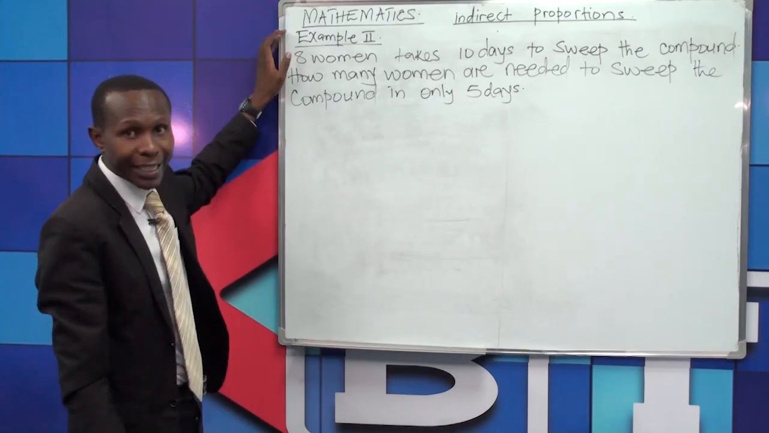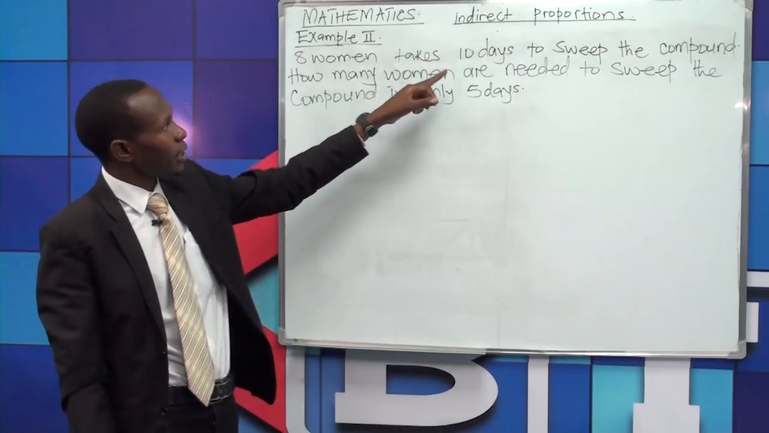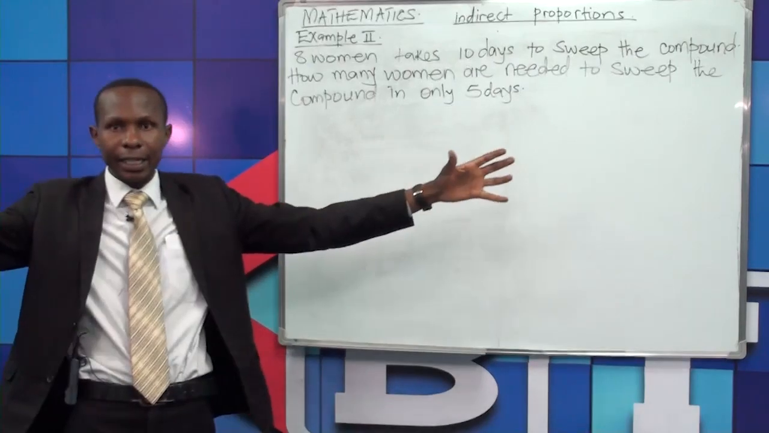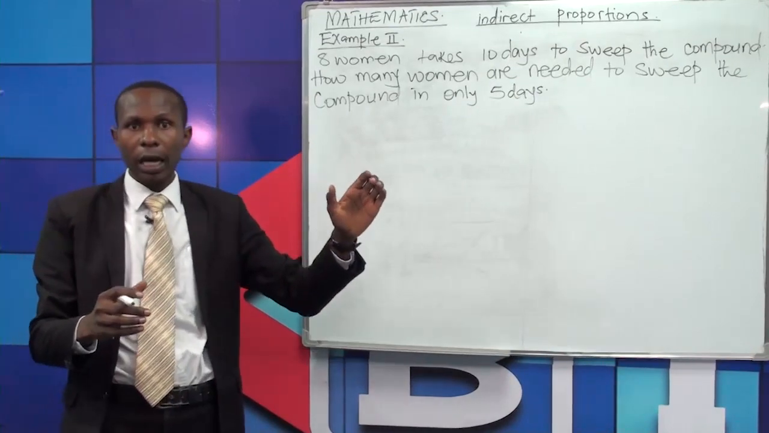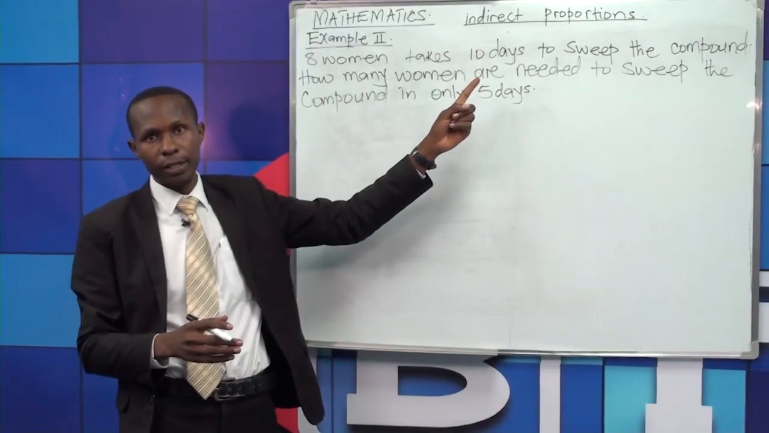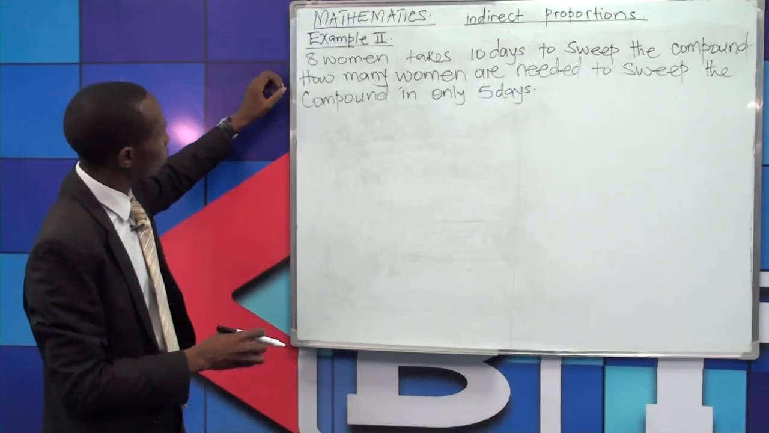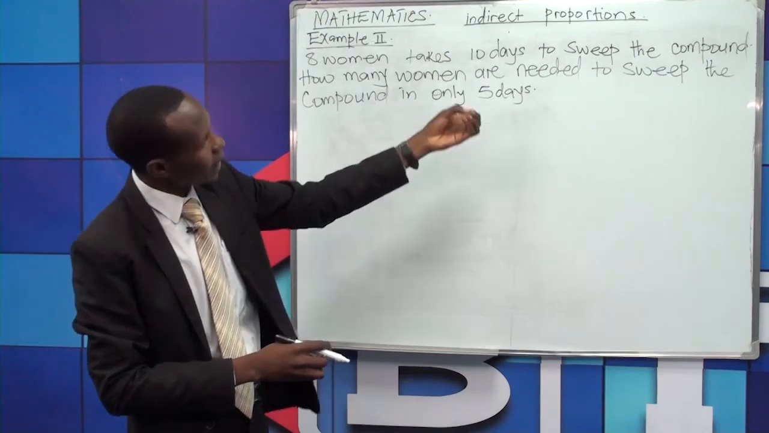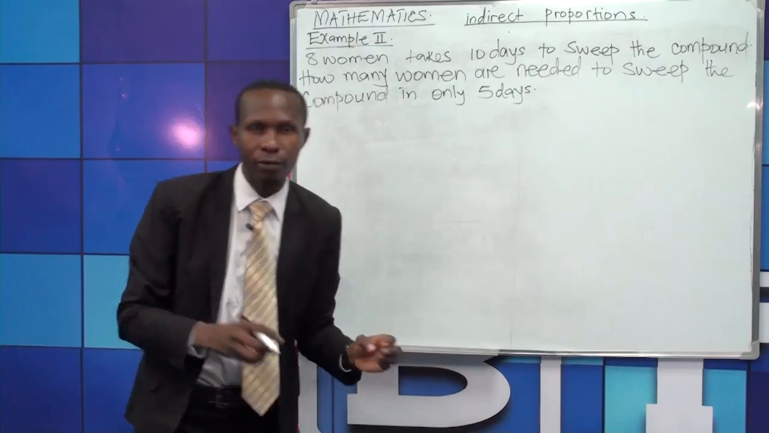So I want us to look at the second example. The second example says, 8 women takes 10 days to sweep the compound. That is when they're in the same compound. There is one compound whereby it requires 8 women. And if they are 8, they sweep that very compound in 10 days. Now, if they sweep it in 10 days, let's look at what the question needs us to do. They are asking us, how many women are needed to sweep the same compound in only 5 days?